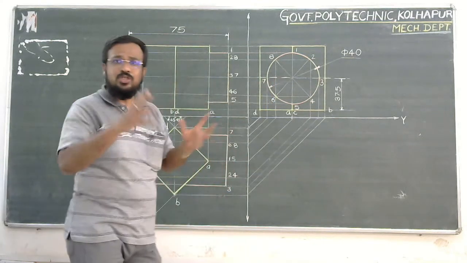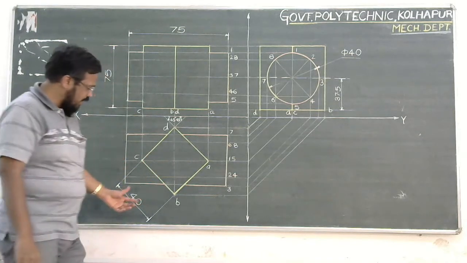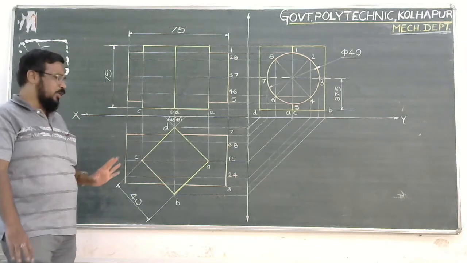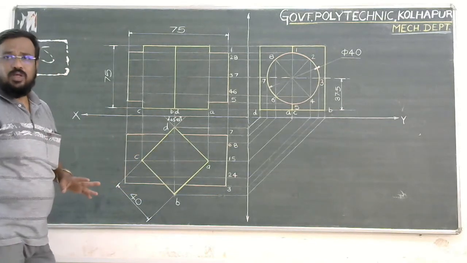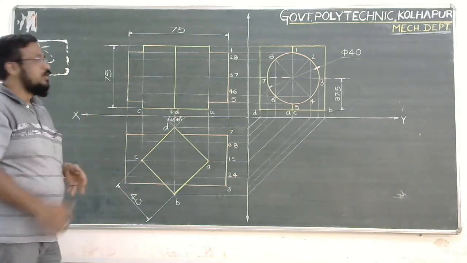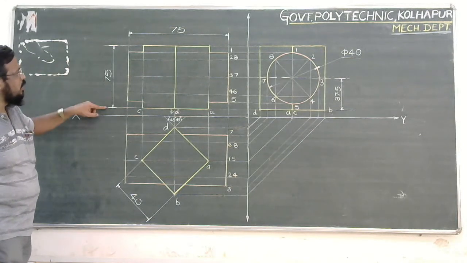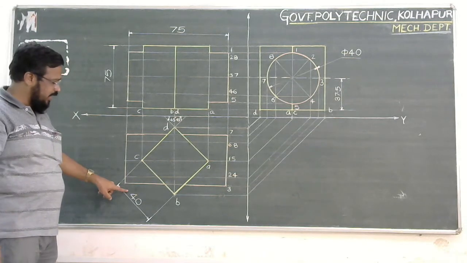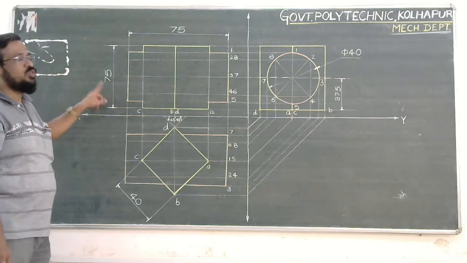Now what are the dimensions of these two objects? The first object, the square prism, has side equal to 40. Means all of the sides are equal to 40. Needless to explain, AB is also 40, BC is 40, CD is 40, DA is also 40. So this is the side of this square prism. And what is its height? Its height is mentioned in the front. So the height of the square prism is equal to 75 mm. So these are the two dimensions: side is 40 mm and height is 75 mm. These two dimensions belong to the square prism.